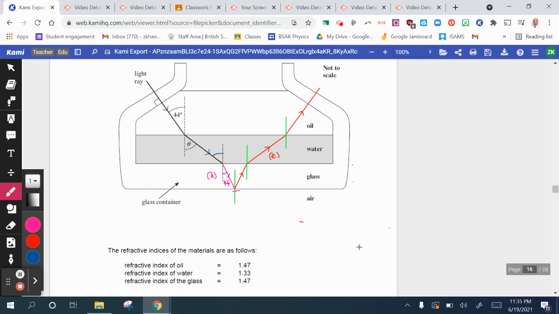That line there and that line there are required for part E.